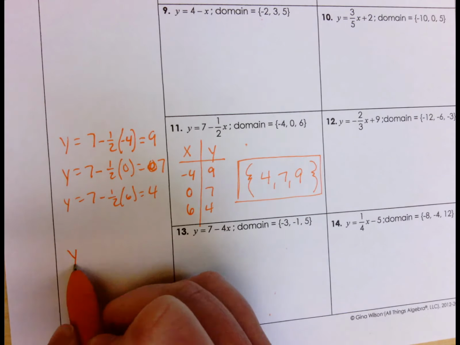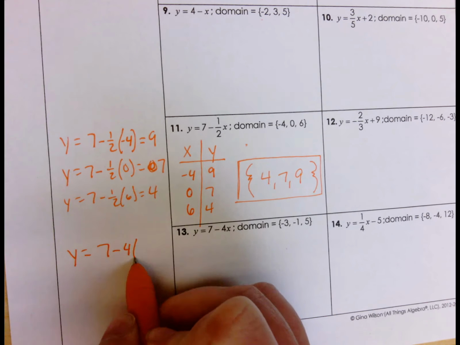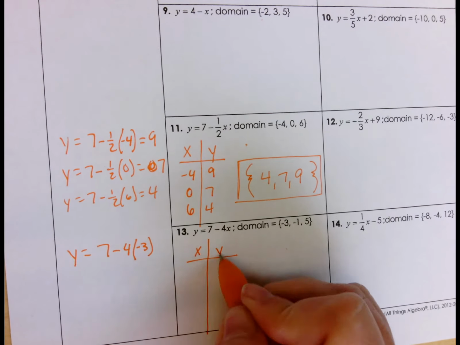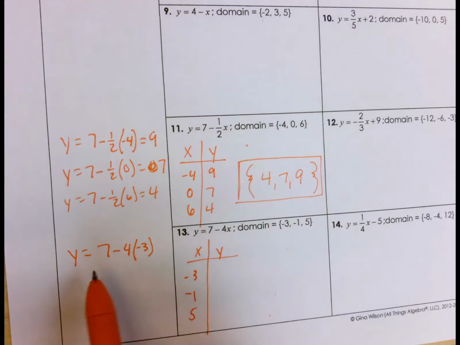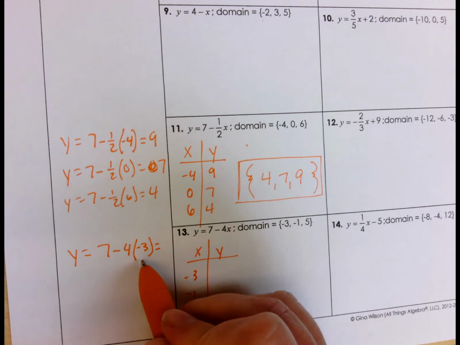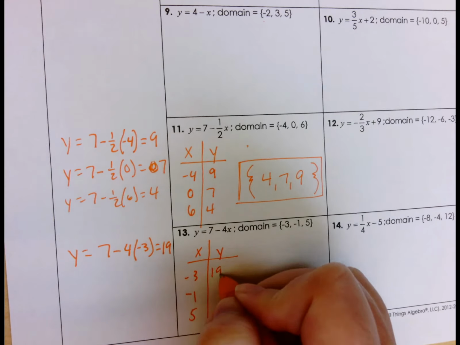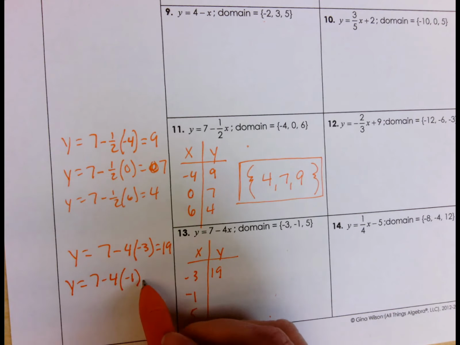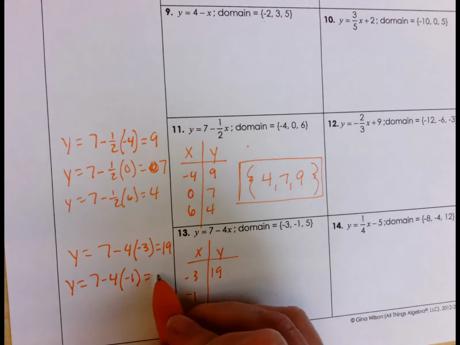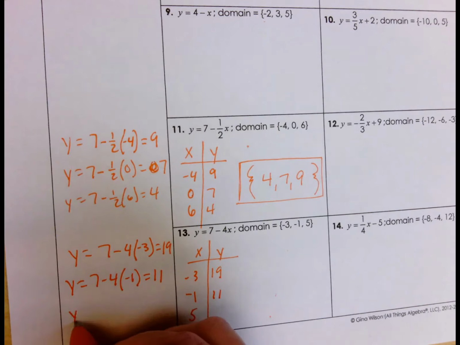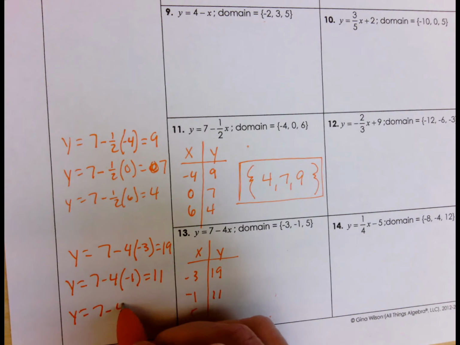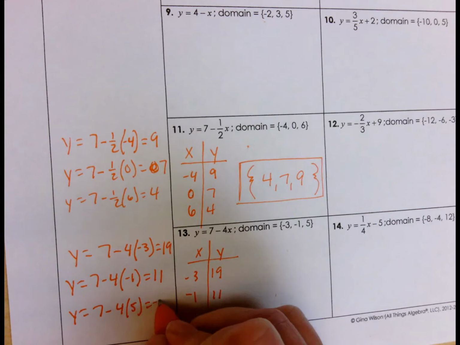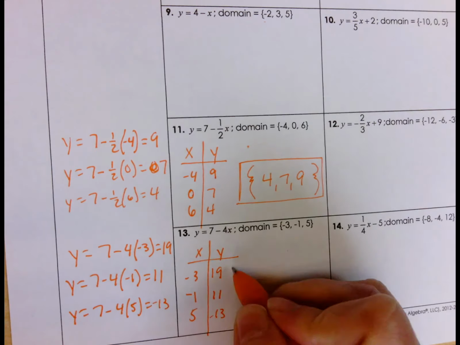We're going to plug in each of these values. So 7 minus 4 times, and again we're using -3 here. So I'm going to make my little table. And when I plug that in, I get 12 plus 7 is 19. And then here I'm going to plug in an input of -1. And 7 and 4 is 11. And then the last one I'm going to plug in a value of 5. And 7 minus 20 is -13. And so here are my range values.